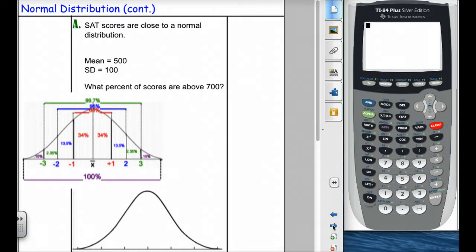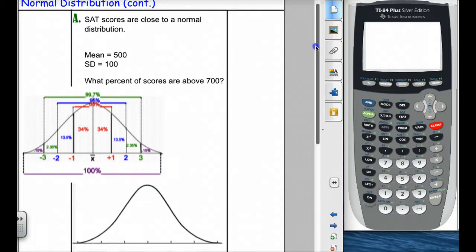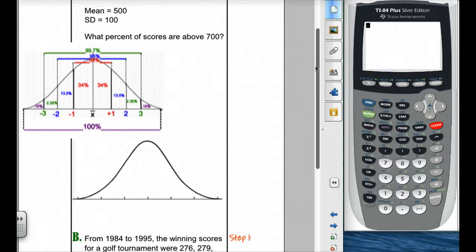Our first problem: SAT scores typically fall within a normal distribution. The mean score is 500, and the standard deviation is 100. We want to know what percent of scores are above 700. So what we start out with is to draw this in. Our mean will be right here in the middle, and this is going to be your score of 500. The standard deviation is 100, which means that 1 standard deviation will be here. So that's 100 points above at 600 and 100 points below at 400.